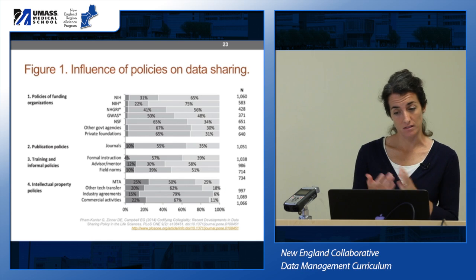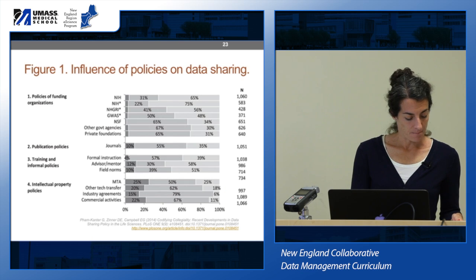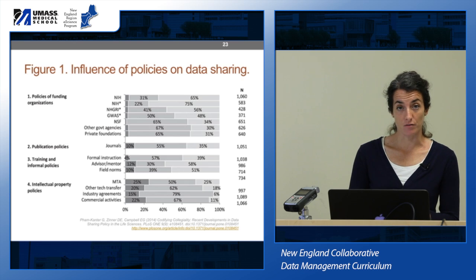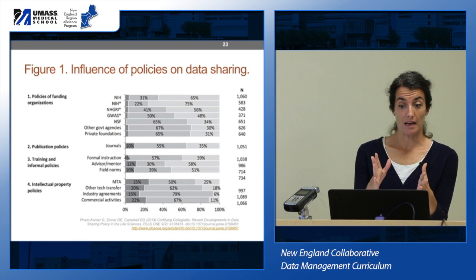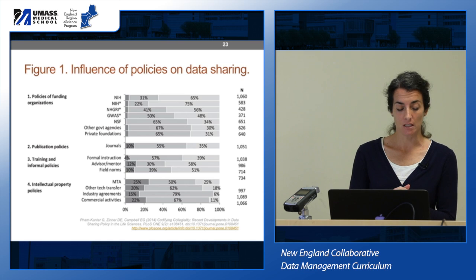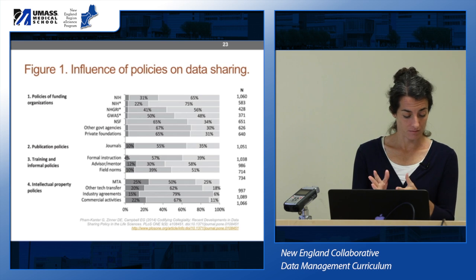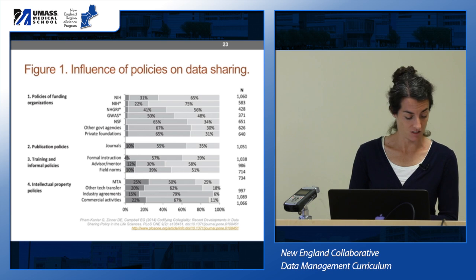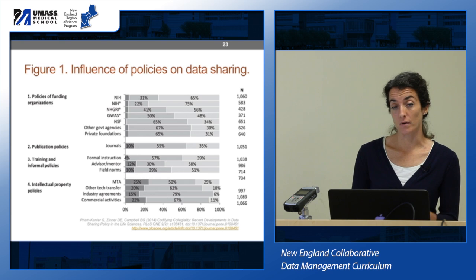And what they have found is interesting. The dark-colored bars here demonstrate a negative effect. The gray bars in the middle have no effect, and then the light-colored bars show a favorable effect on data sharing. And what they have found through their study is that funder policies tend to have a more favorable impact on data sharing than specifically institutional policies or intellectual property policies, which have a chilling effect on data sharing.